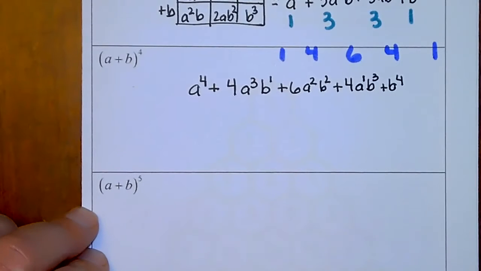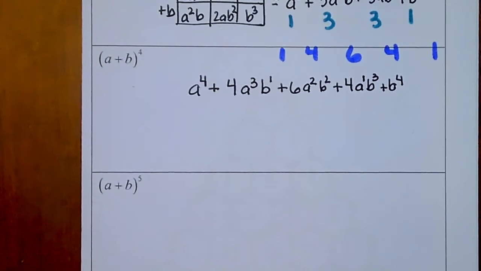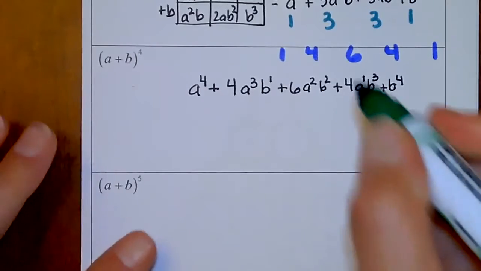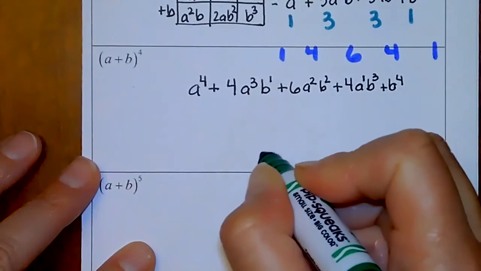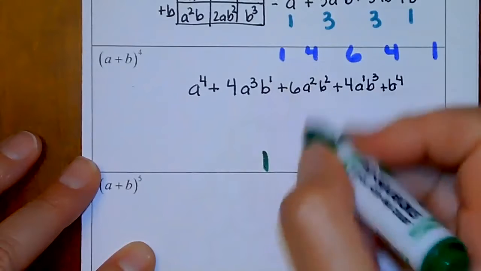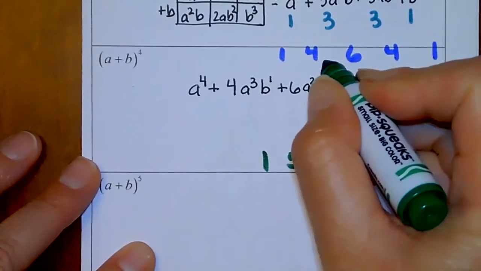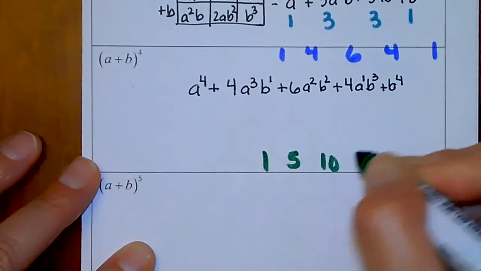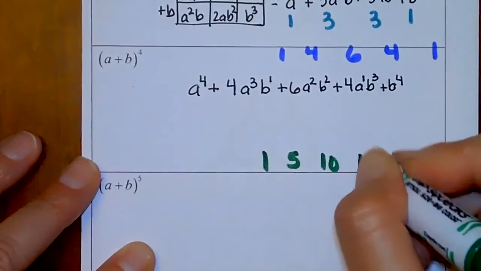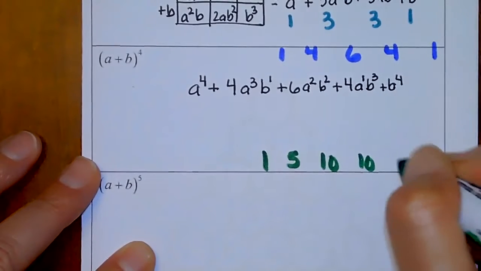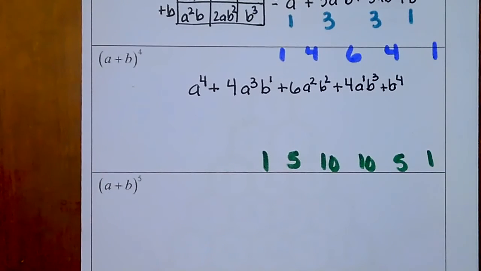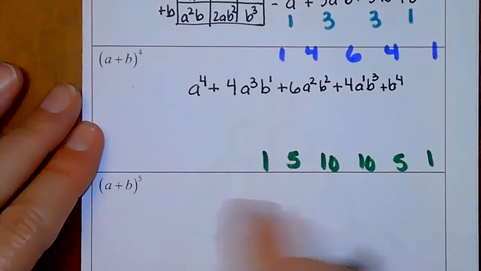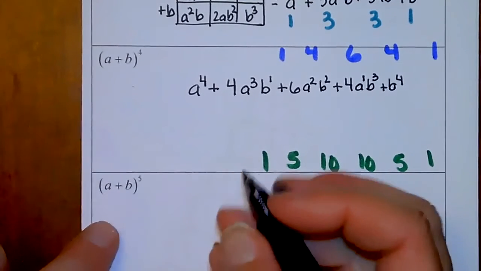So this one here, again, I'm going to be looking up at these numbers up here and doing what the next row is. I'm just going to write it here. I start with a 1. 1 plus 4 is 5. 4 plus 6 is 10. 6 plus 4 is 10. 4 plus 1 is 5. And then a 1. So now I'm going to expand this.